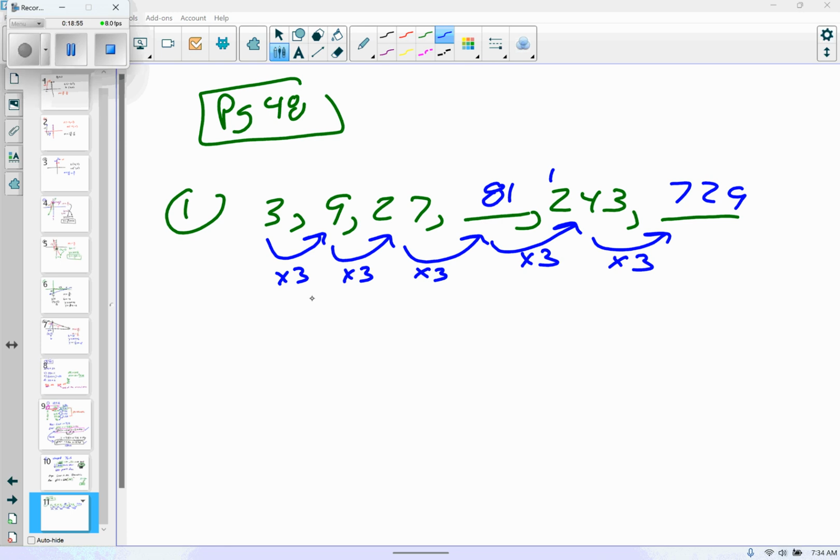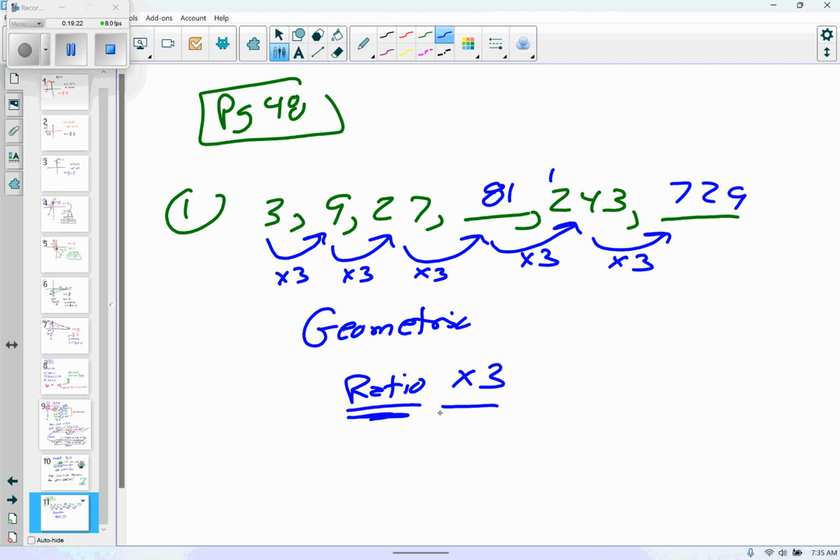Okay, because we're multiplying each time, this means it would have had to have been geometric, right? So we don't have a common difference. We have a ratio. Our ratio is times 3. So the answers to A and B are that. The answer to A is its ratio. The answer to B is times 3. And then this would have been geometric, which we labeled above. That's all we had to do.